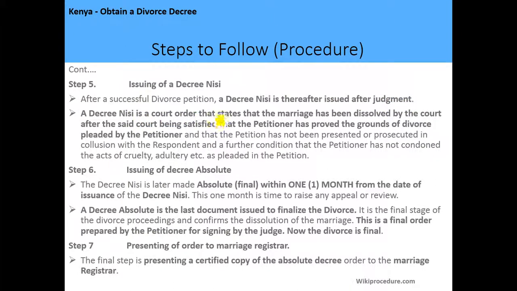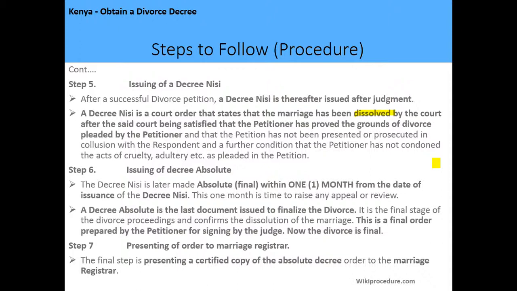A decree nisi is a court order that states that the marriage has been dissolved by the court after the said court has been satisfied that the petitioner has proved the grounds of divorce as pleaded by the petitioner, that the petition has not been presented or prosecuted in collusion with the respondent, and a further condition that the petitioner has not condoned the acts of cruelty or adultery etc.